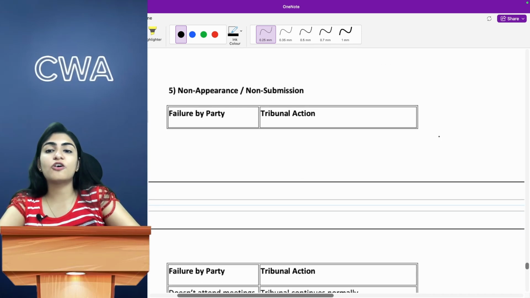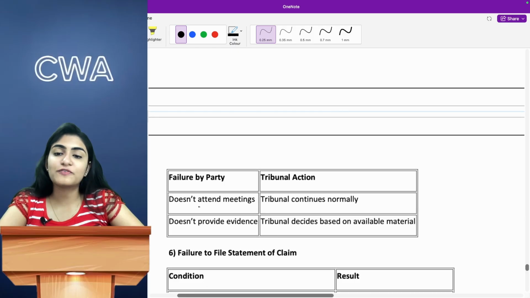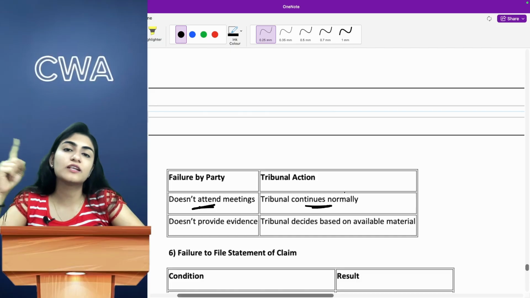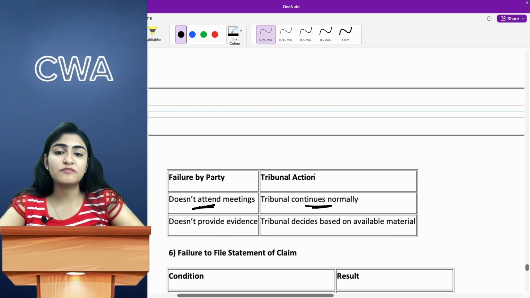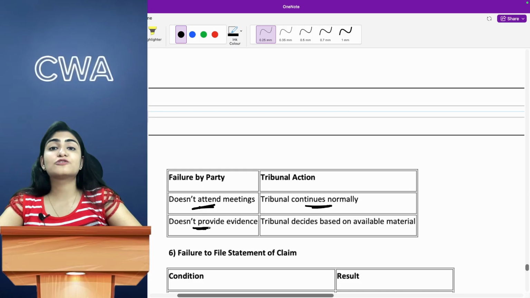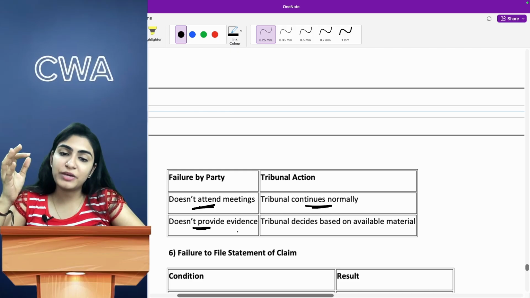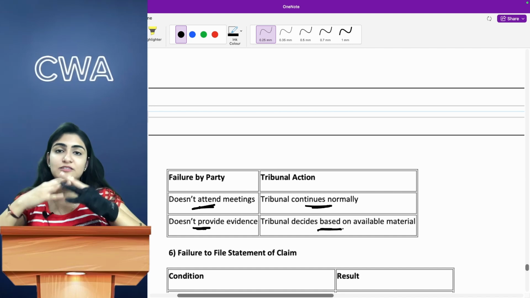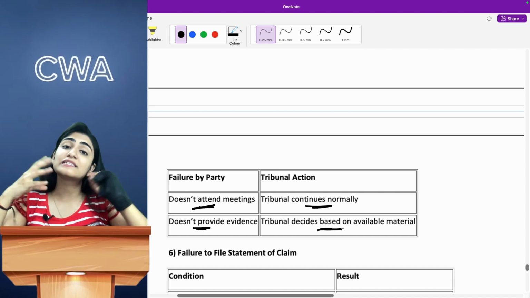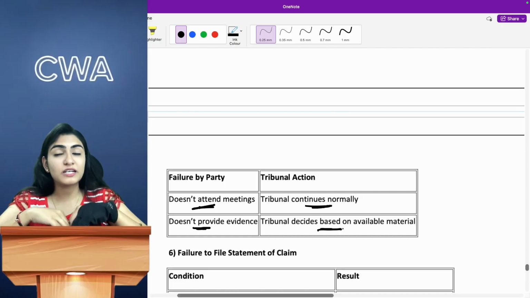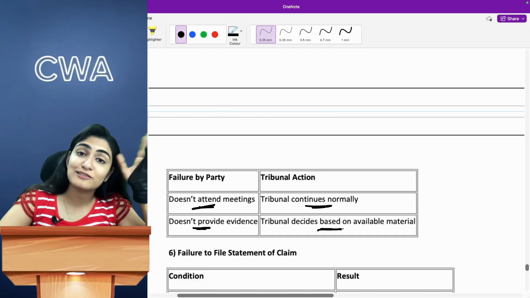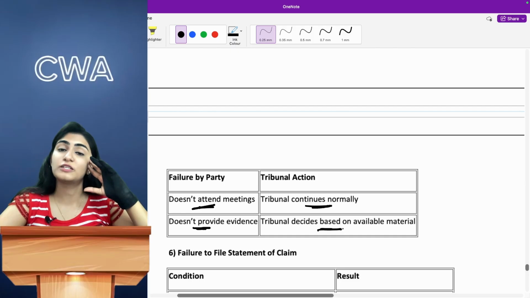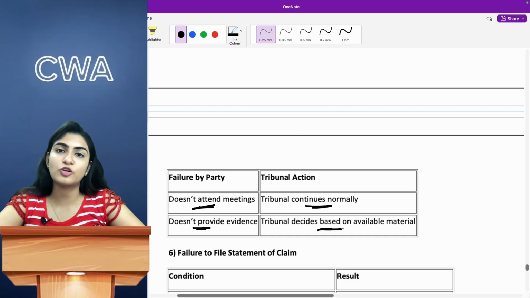transparency. Non-appearance or non-submission: at any point of time, if any party does not appear for the proceeding, the tribunal will still continue the proceeding. In court, that is, I think, not the case. But here, if any party does not appear, the tribunal will continue the proceeding. And if parties don't provide enough evidence, the tribunal can make the final decision based on available material. So let's say Mr. Y has given a lot of documents and Mr. X is still struggling, and even after repeatedly being asked, Mr. X has given only one document, then the tribunal will not wait for Mr. X to take out time from his personal life and give all the documents. The tribunal will take a decision on whatsoever documents it has.